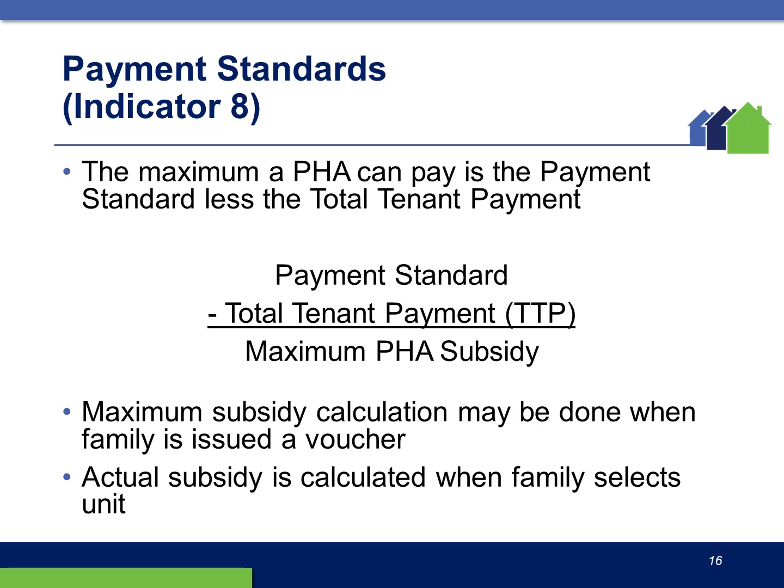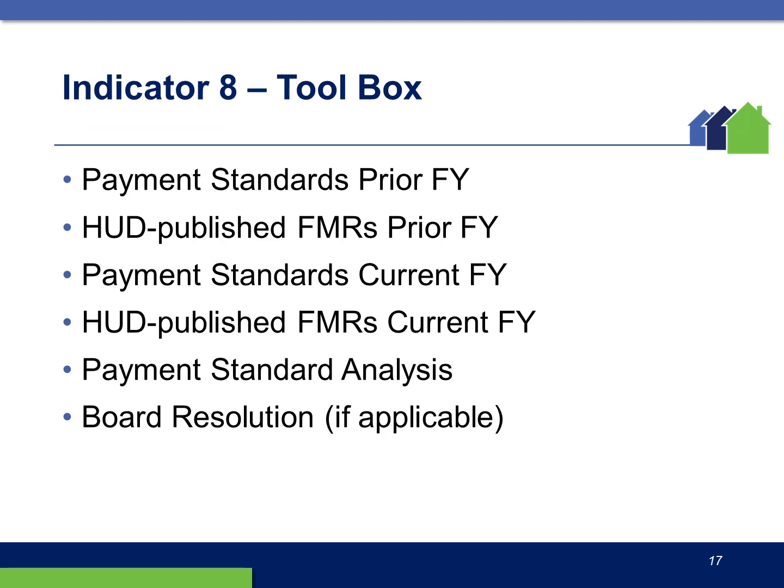The maximum a PHA can pay is the payment standard less the total tenant payment. Maximum subsidy calculation may be done when the family is issued a voucher, and the actual subsidy is calculated when the family selects a unit. Readying for the annual SEMAP certification, PHA should have available the following items: payment standards prior and current fiscal year, HUD-published FMRs prior and current fiscal year, payment standard analysis, and board resolution if applicable.